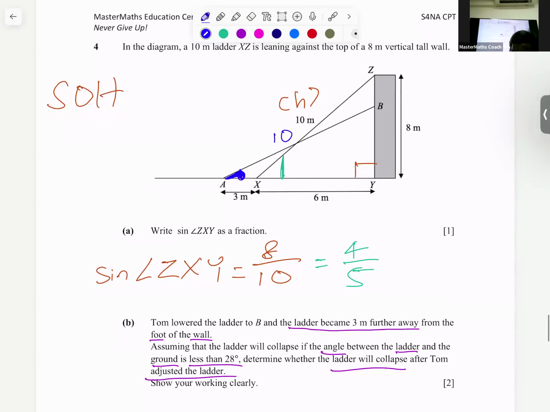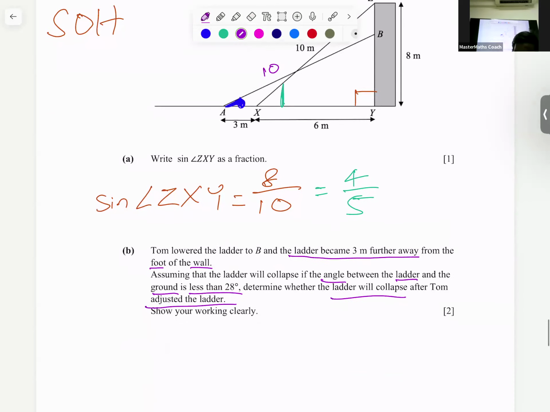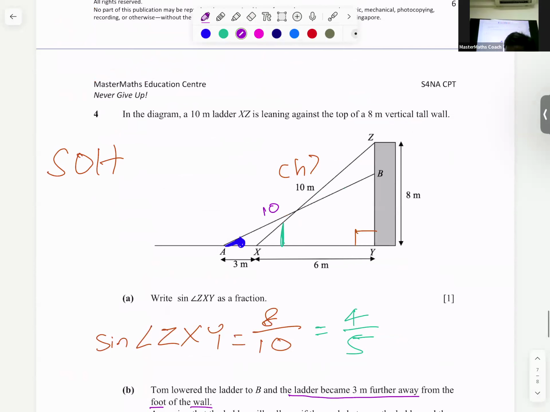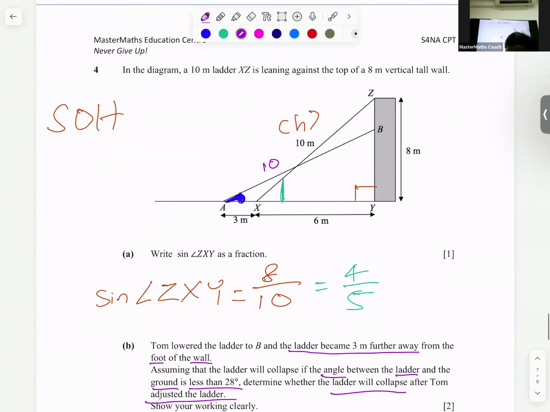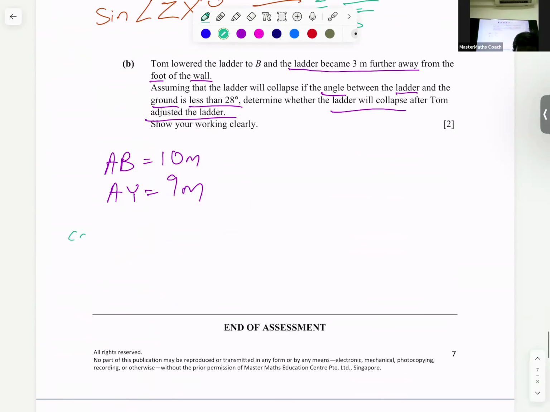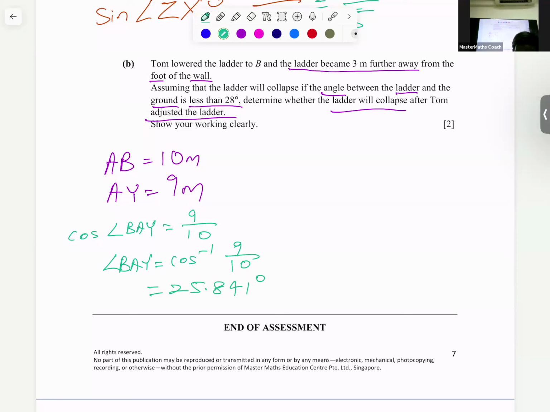Okay, so now AB is 10 meters, AY is 9 meters. So cosine of angle BAY is 9 over 10. Angle BAY is cosine inverse of 9 over 10, which is 25.841 degrees.